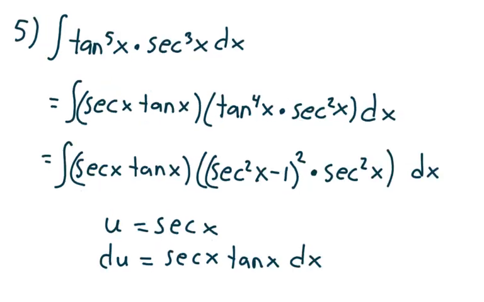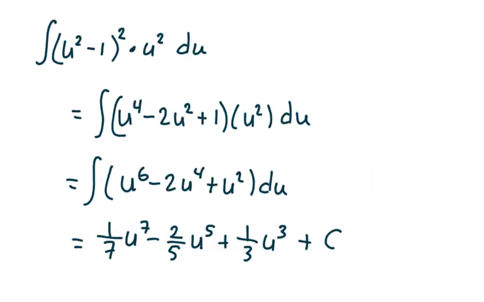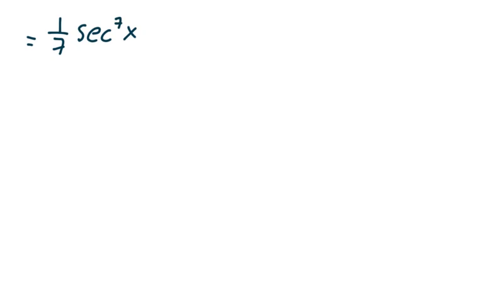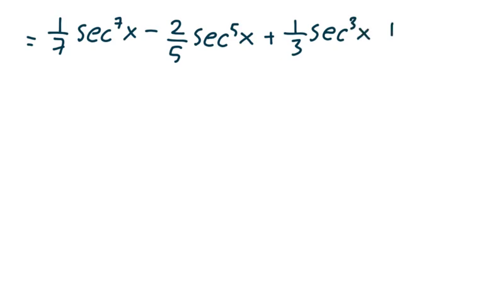Now, what did we call u? We called u secant x, right? So notice u equals secant x. And so this is equal to 1/7 secant to the 7th x minus 2/5 secant to the 5th x plus 1/3 secant cubed x plus c.